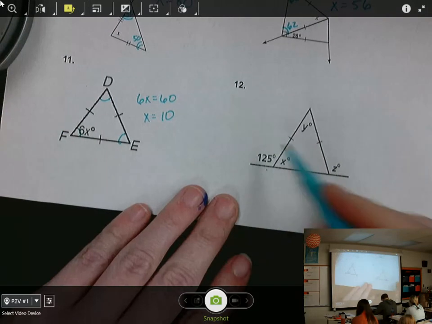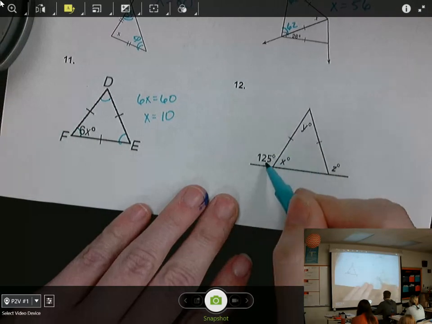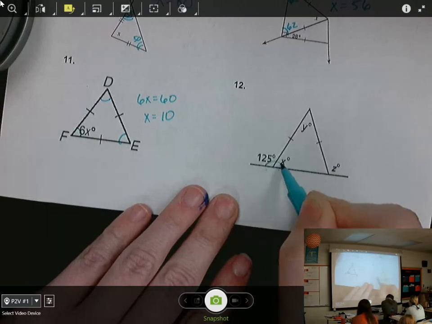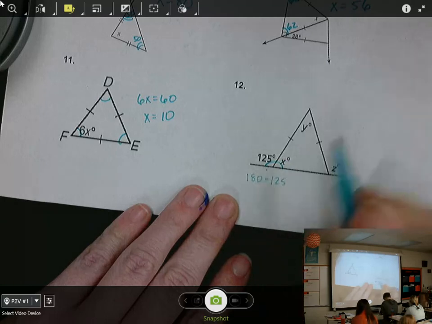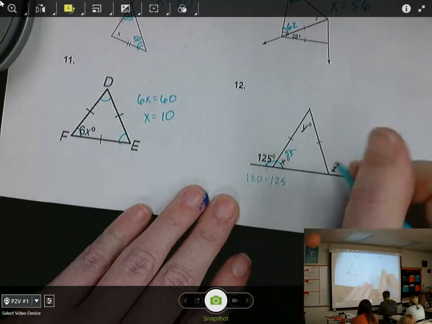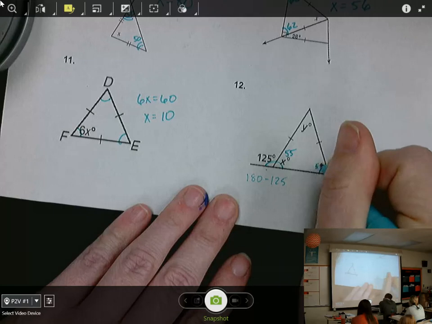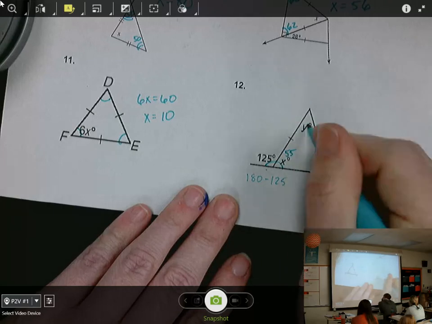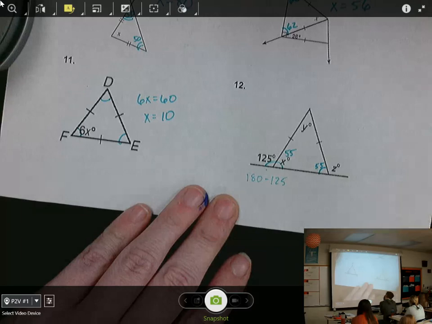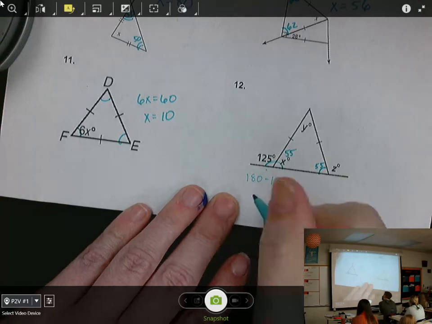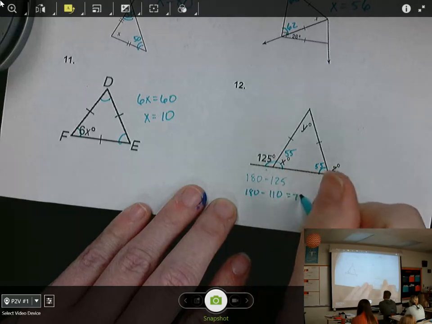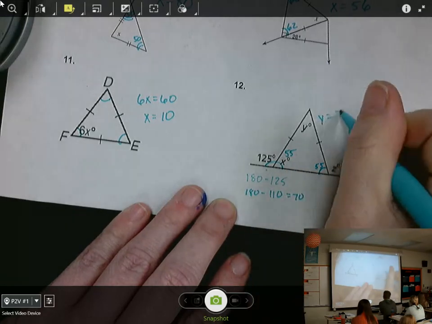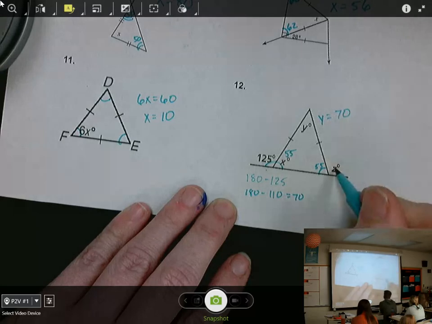Number 12, they give you this angle, and these two form a linear pair, so they have to add up to 180. 180 minus 125, I believe, is 55. So that means this angle would have to be 55 because it's isosceles. So then you can find y. 55 plus 55 is 110. And 180 minus 110 is 70. So y equals 70. And now I can find z.